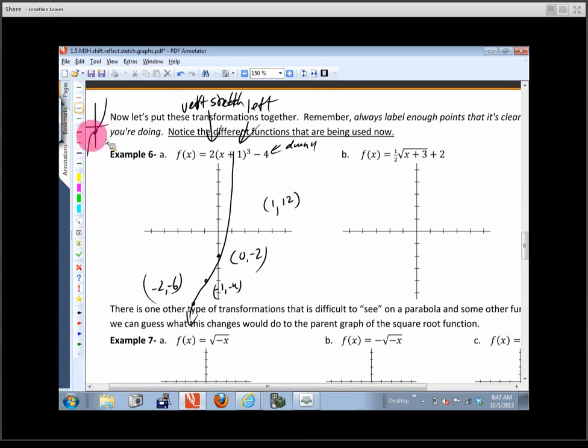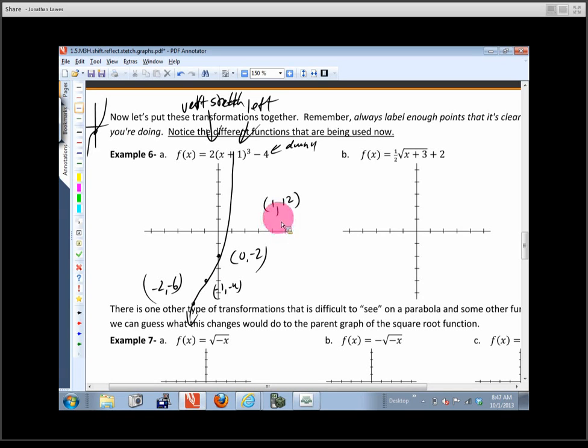Does that look like this graph up here in the corner, the parent graph? Does it look like it's been moved back 1 and down 4? And then does it look like it's been made steeper or taller? Okay. Any questions? How could you check and see if we got this right?